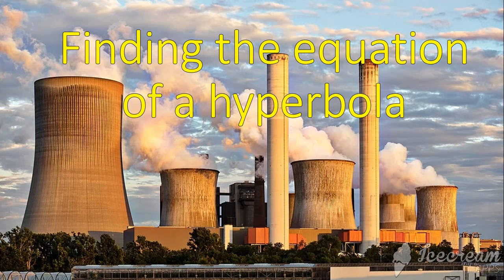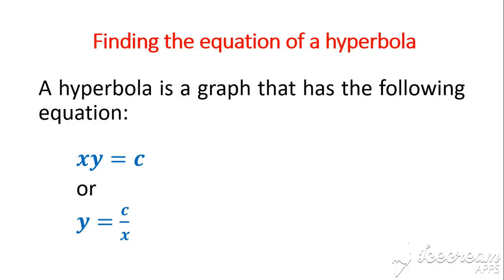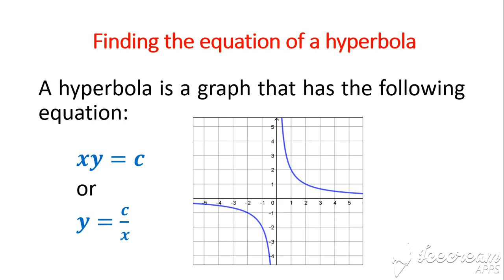We're going to talk about finding the equation of a hyperbola. Now, a hyperbola is a graph that has the following equation: x times y is equal to some number c, or if you prefer to rearrange it, y is equal to the number c divided by x. Here's what a hyperbola graph looks like.